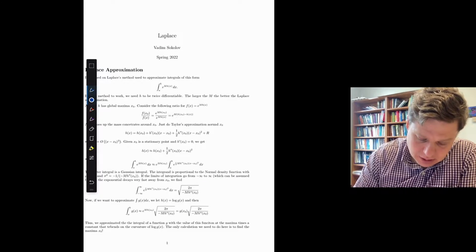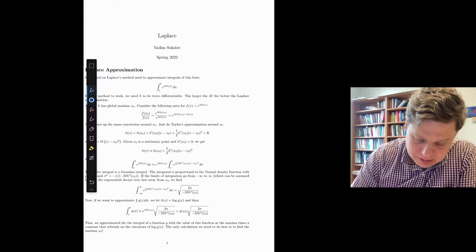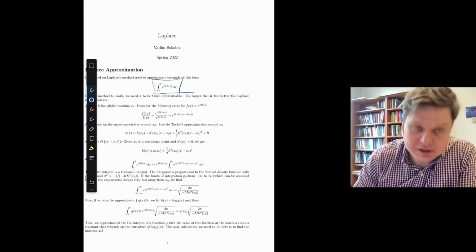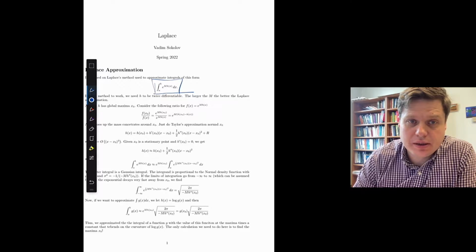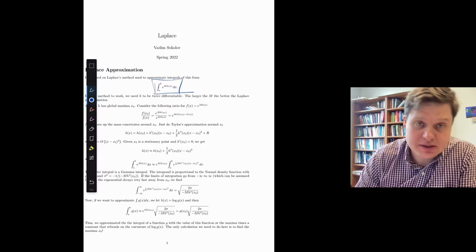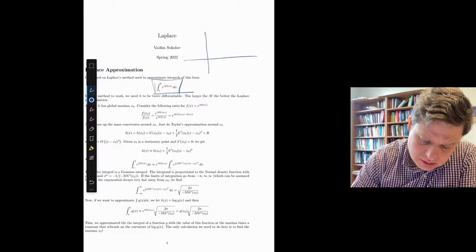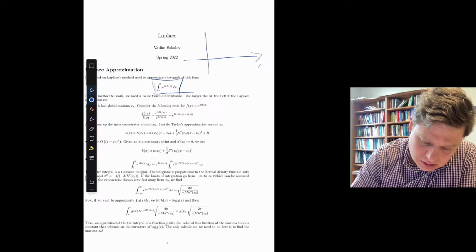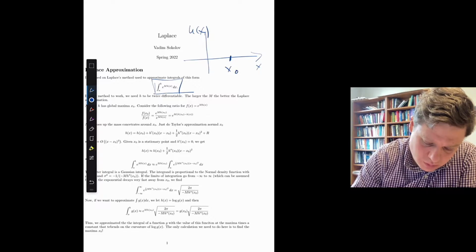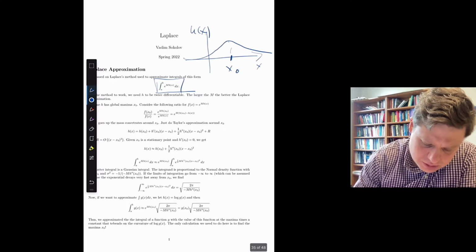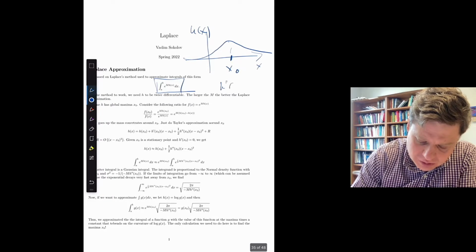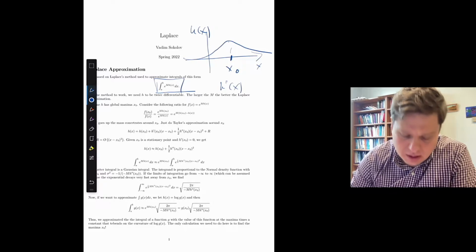Let's consider an integral. It's a definite integral between a and b. And we integrate exponent of m times h of x. And h of x, we assume, has a global minima, which is quite a strong assumption. But so that's our x, h of x, and we assume that the global minima is somewhere at value x0. And we also assume that h of x is twice differentiable, so we can calculate the second derivative of it.